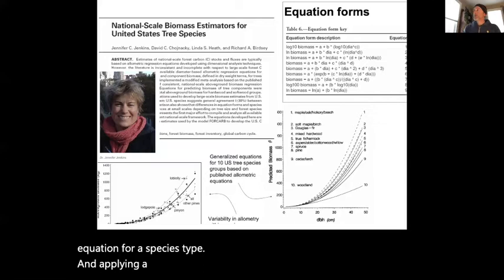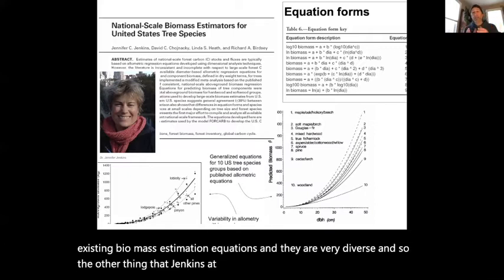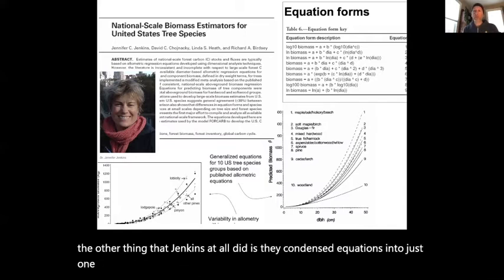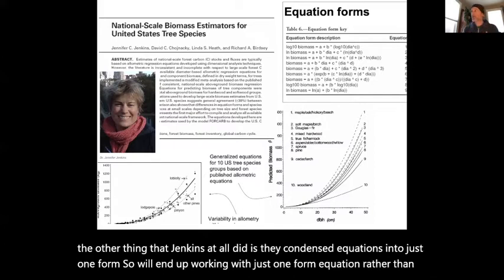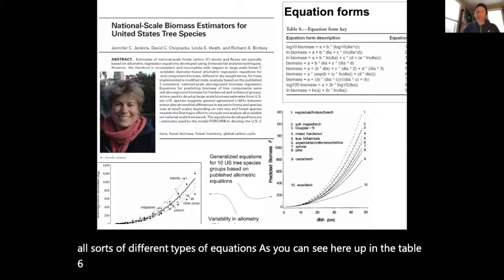There are multiple equation forms out there for existing biomass estimation equations, and they're very diverse. And so the other thing that Jenkins et al. did is they condensed equations into just one form. So we'll end up working with just one form of an equation rather than all sorts of different types of equations, as you can see here in the table 6 that's represented at the top of the screen.